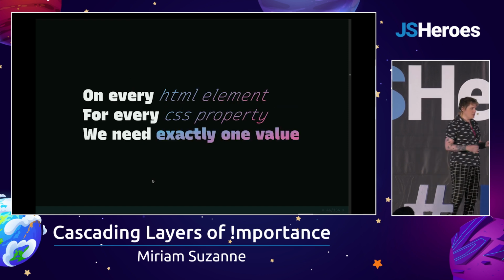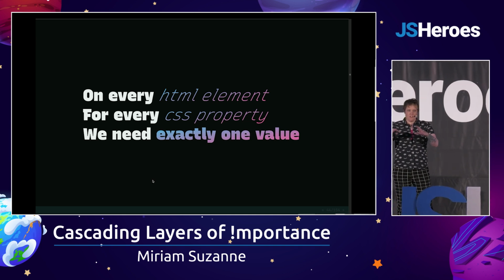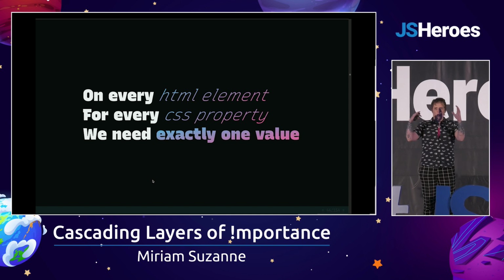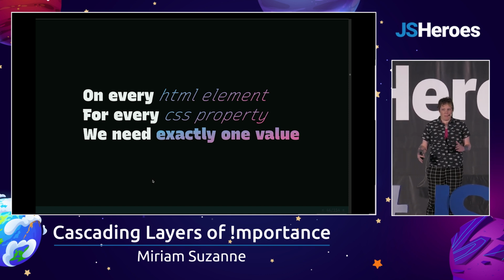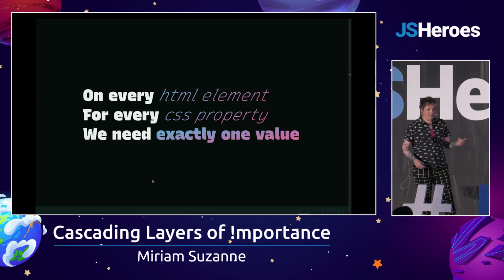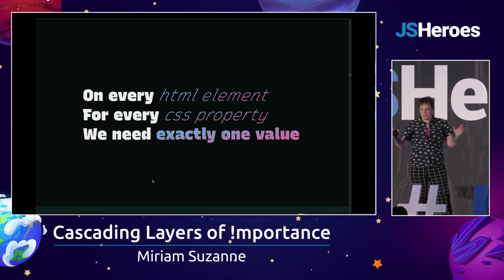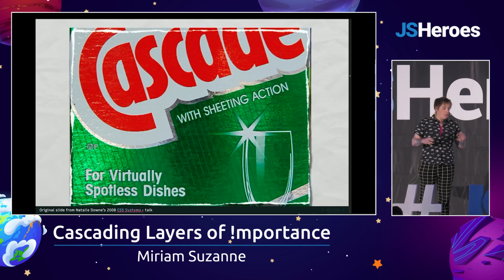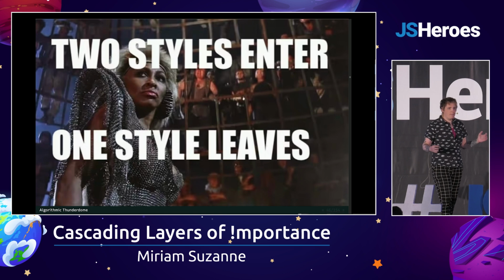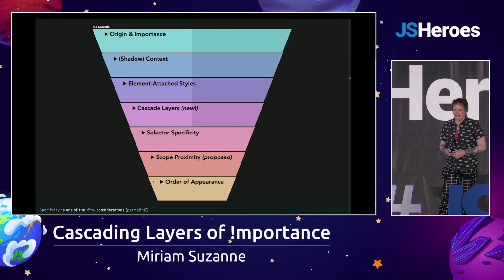As far as the browser is concerned, to render the page, it needs to find every HTML element on the page, every DOM element, and it needs to go through all 560 some CSS properties, and it needs to find exactly one value for each of the 560 properties on every single element in the DOM. That's what the browser does to render the page. So this is where the cascade comes into play. It's an algorithmic Thunderdome where 2 styles enter and only 1 can leave.